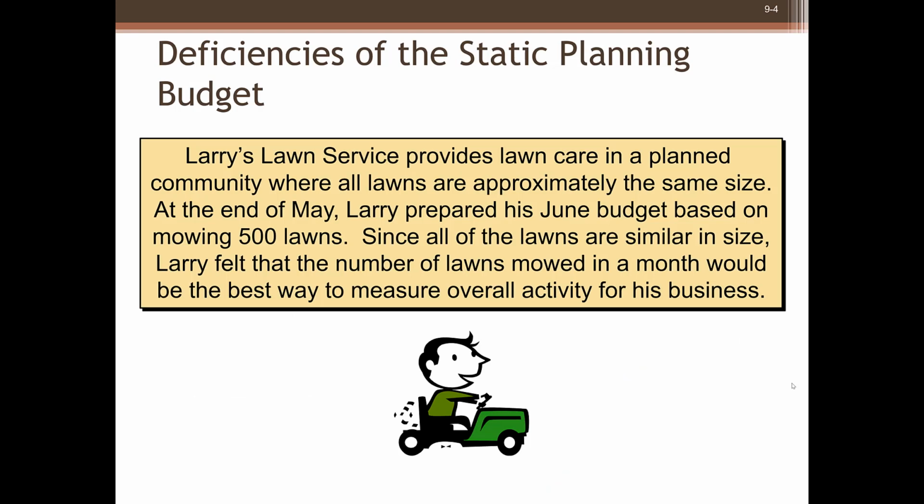Let's take a look at the example. Larry's lawn service provides lawn care in a planned community where all lawns are approximately the same size. At the end of May, Larry prepared his June budget based on mowing 500 lawns. Since all of the lawns are similar in size, Larry felt that the number of lawns mowed in a month would be the best way to measure overall activity for his business. Let's take a look at his budget.